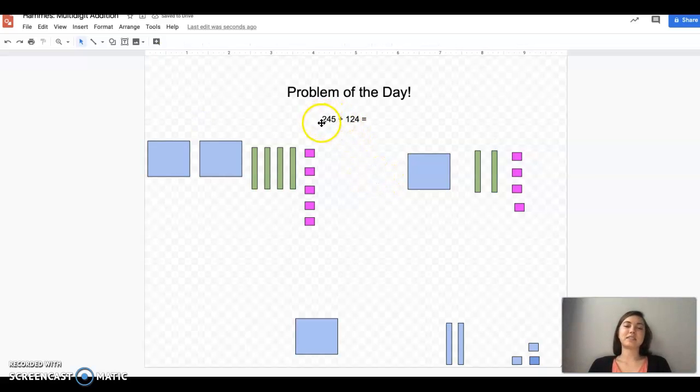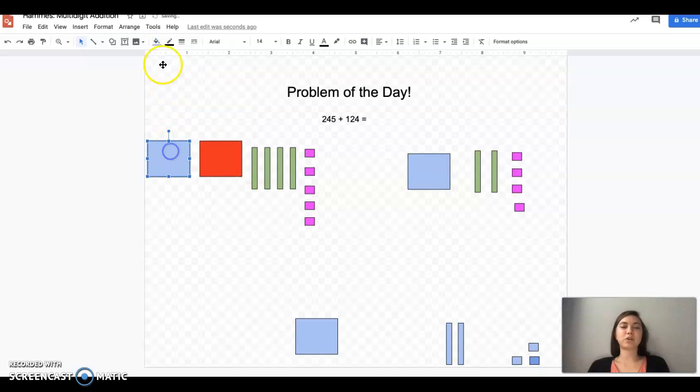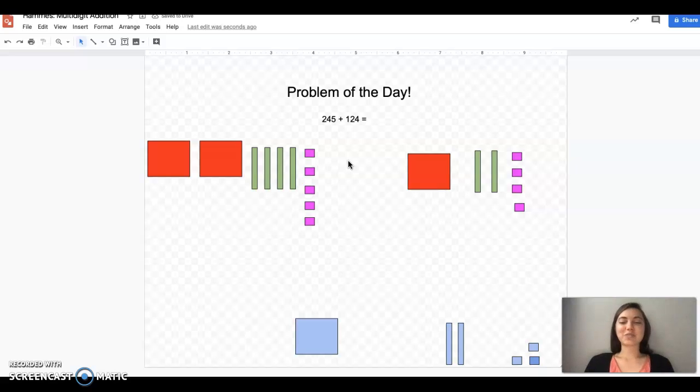Let's look at our hundreds. How many hundreds do I have in the number 245? I have 2 hundreds. There's 100. There's 2 hundreds. How many hundreds do I have in the number 124? Just 1. So now, as we have color-coded and arranged our ones, our tens, long green rectangles, and our hundreds, big red squares, we are ready to add or subtract. Add. Our number is going to get bigger.